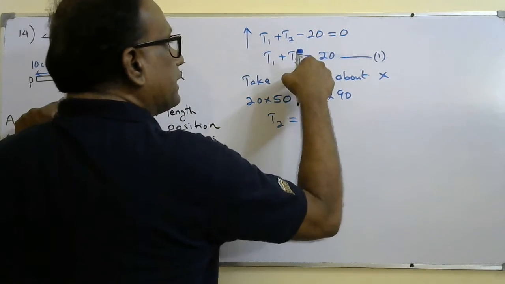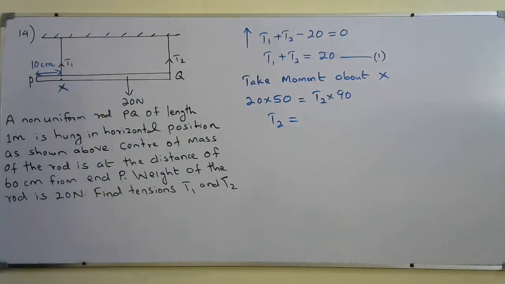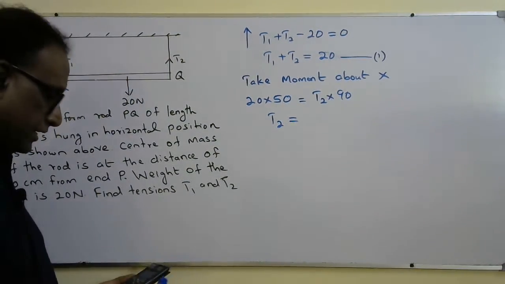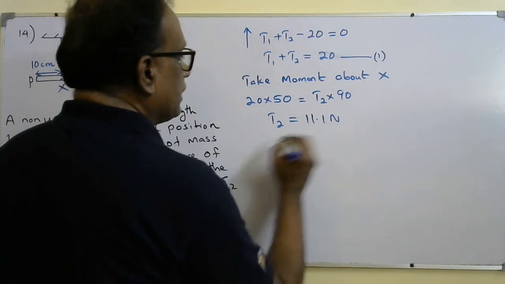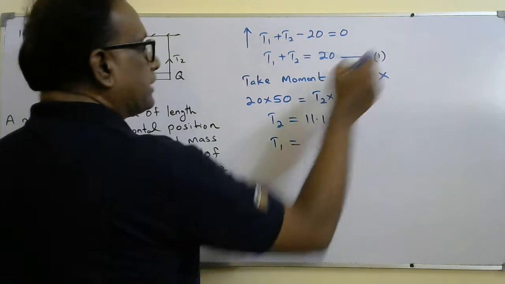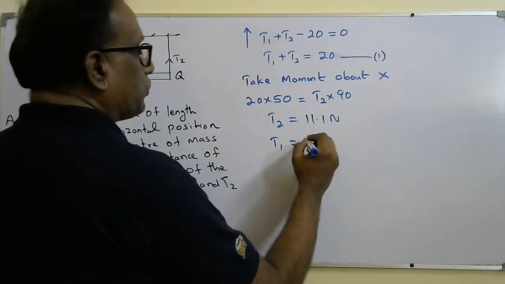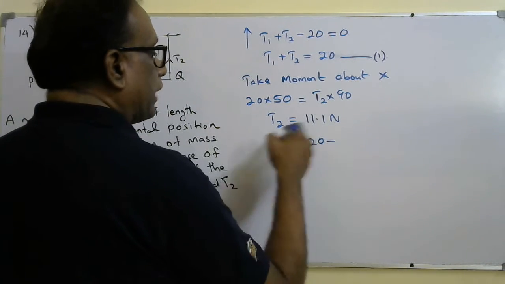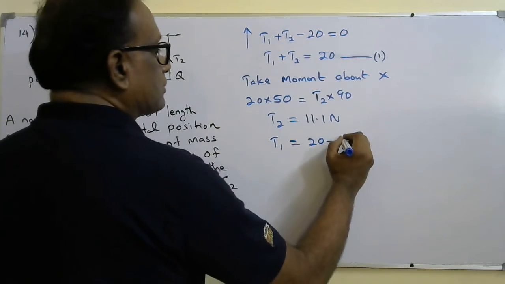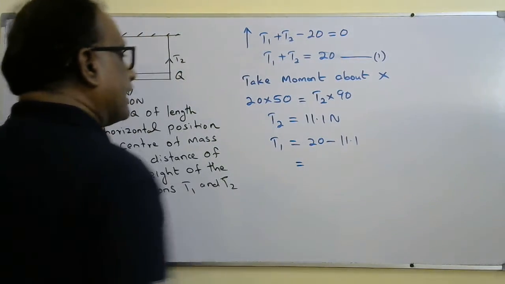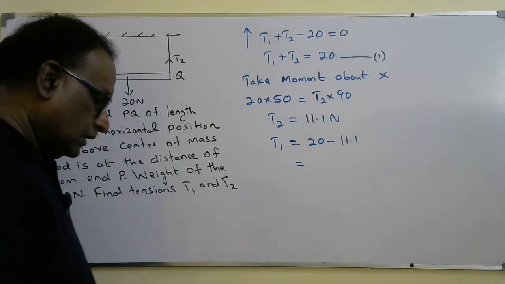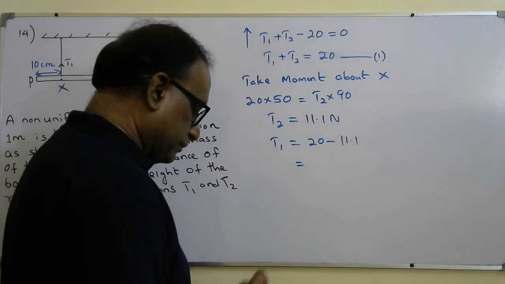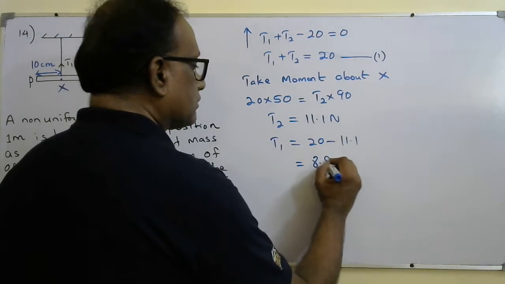Then I can substitute here to find T1. So T2 will be 11.1 Newton, or 11.11 Newton. So T1 will be, use equation 1, 20 minus T2. So 20 minus 11.1, that will be 8.9 Newton.